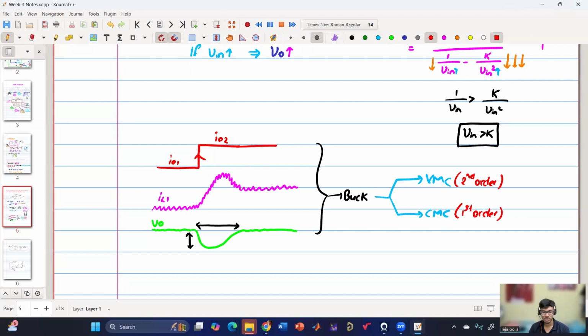So the response will be different, but the controller's objective is to make sure the output voltage comes back while the required load current is being supplied. Okay, and is first order, like CMC, a faster response or a slower response? Again, you cannot directly say. See, current mode control can also be equally made faster. But one thing we can point out is here we have more degrees of freedom.